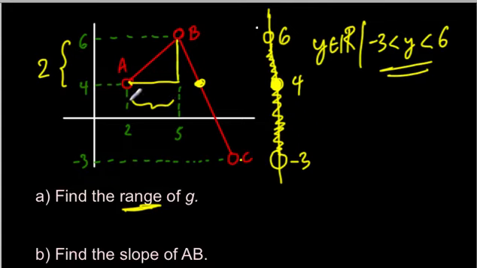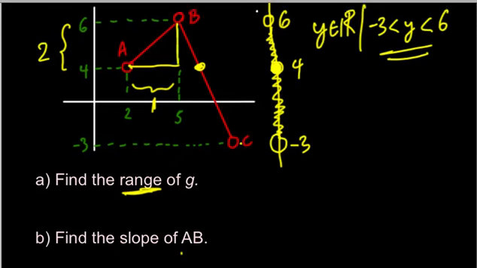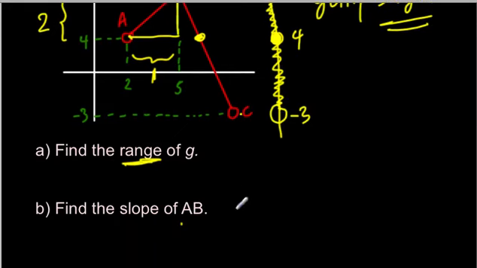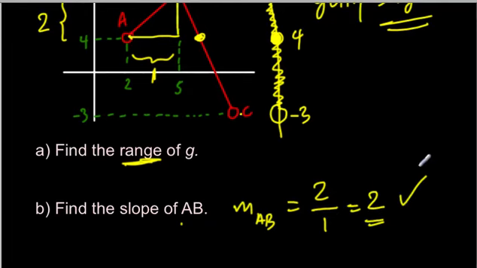What's the change in the run? It's from 2 to 3. So what is that? 1. So what's the slope? Simply 2 over 1. So the slope of AB, I write m with a subscript ab, which means the slope of ab is simply 2 over 1, which is equal to 2. And we're done. Simple, easy question.